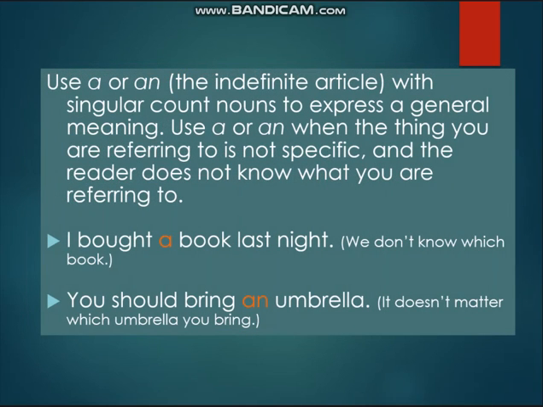Use a or an, the indefinite article, with singular count nouns to express a general meaning. Use a or an when the thing you are referring to is not specific and the reader does not know what you are referring to. For example, I bought a book last night. That means that we don't know which book. You should bring an umbrella. It doesn't matter what umbrella you bring.